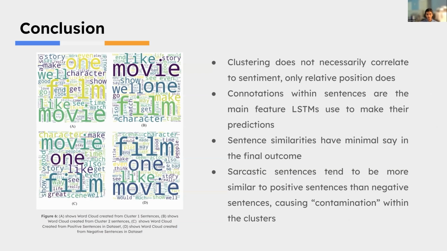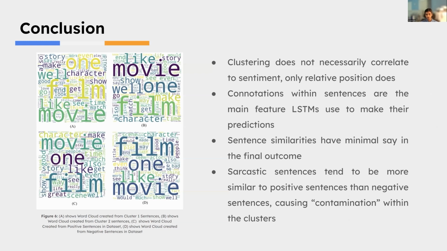This led to the creation of 4 word clouds. Now, a word cloud is a collection of words based on prevalence, where the larger the words appear, the more prevalent they are in the actual datasets. Clouds A and B are from the blue and green clusters respectively, while clouds C and D are created from the initial positive and negative split.